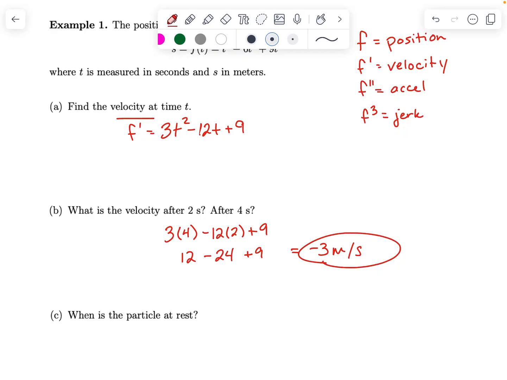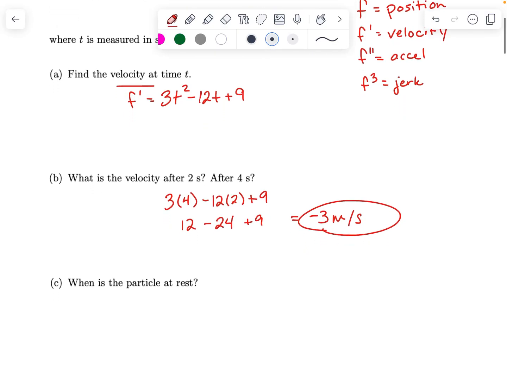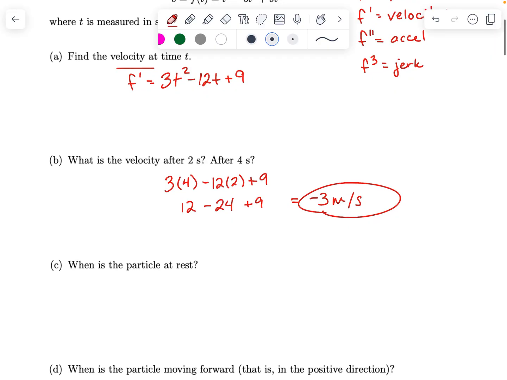When is the particle at rest? That would mean when is the velocity 0. So if you're at rest, that means you're not moving. If you're not moving, that means your velocity is 0. So that's asking us, when is f prime equal to 0?